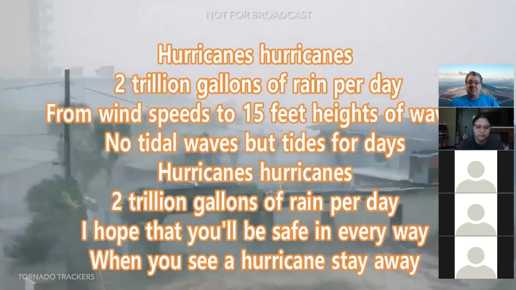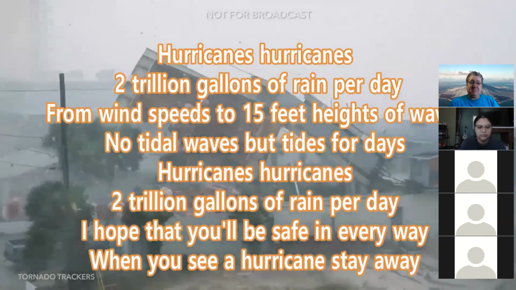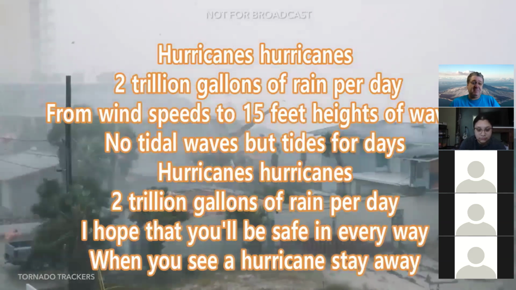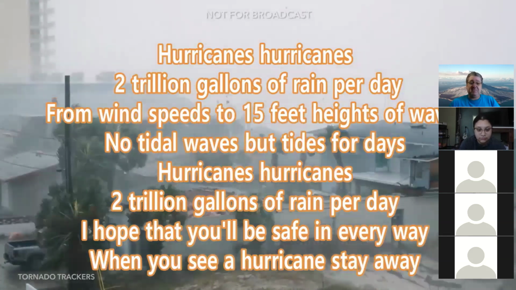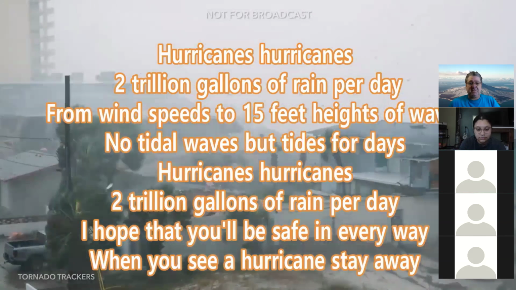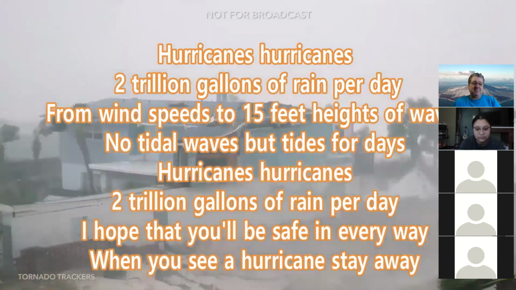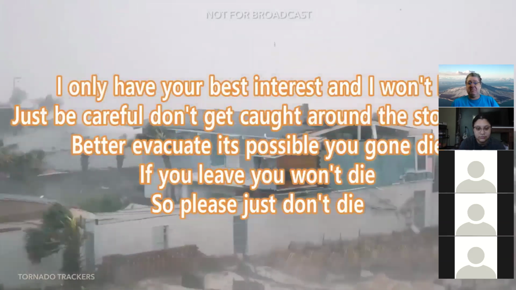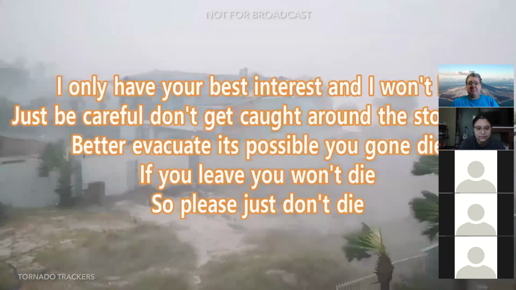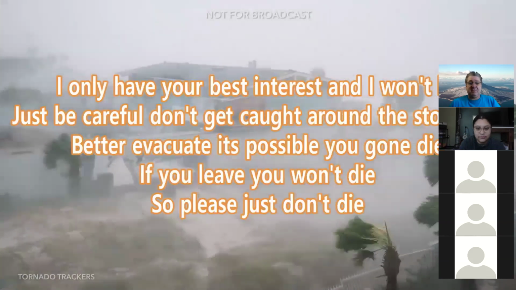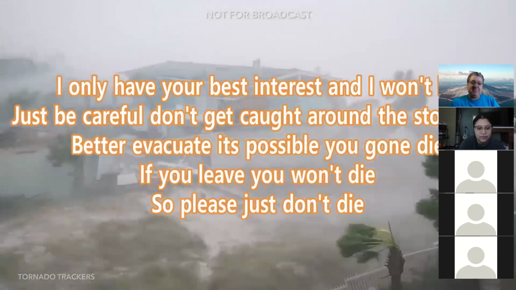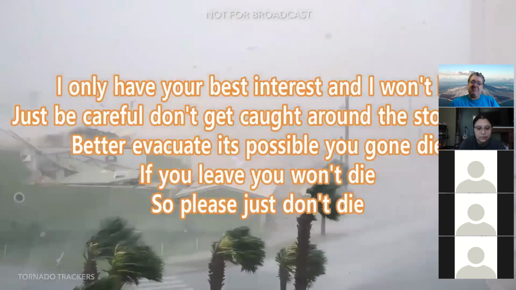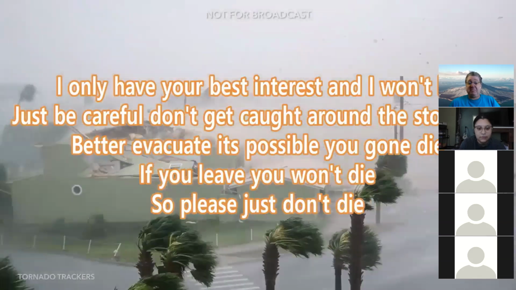Hurricanes, hurricanes. 2 trillion gallons of rain per day. I hope that you'll be safe in every way. When you see a hurricane, stay away. I only have your best interest and I won't lie. Just be careful, don't get caught around the storm line. Better evacuate as soon as possible, you gon' die. If you leave, you won't die. So please just don't die.